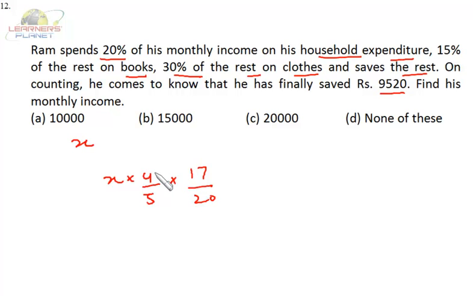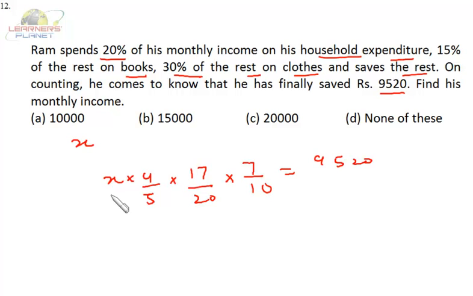Okay. Just listen to me very carefully. Then he is spending 30% of this amount on clothings. That means he is spending 3 by 10 of this on clothings. That means he is left with 7 by 10 of this amount, which is his saving. So just observe the problem step by step. Just try to understand it. Now this is his total saving, which is actually 9520.